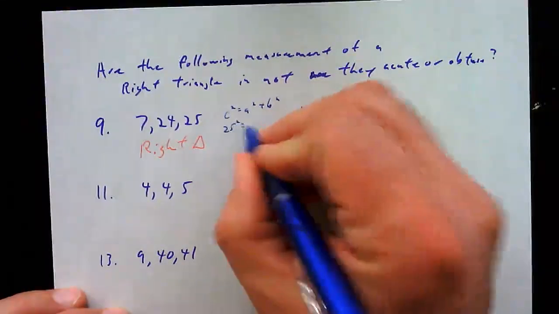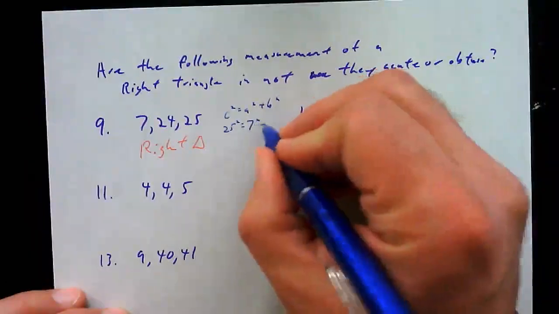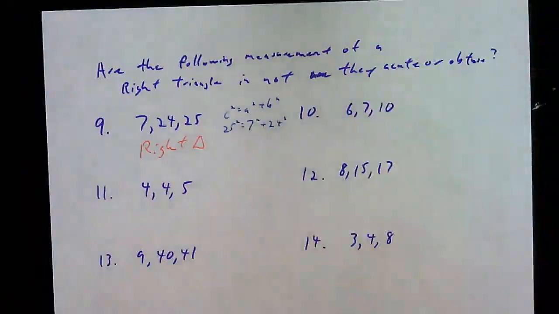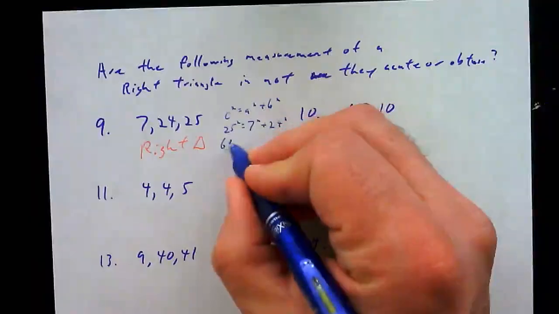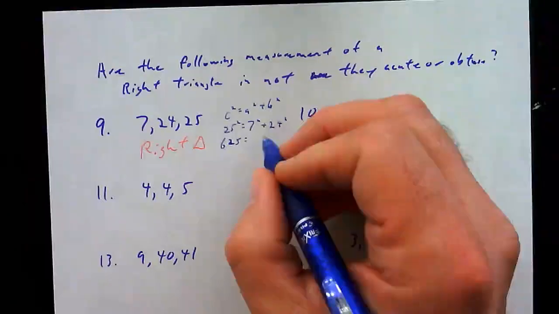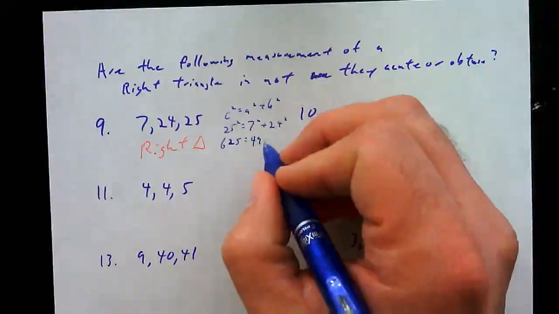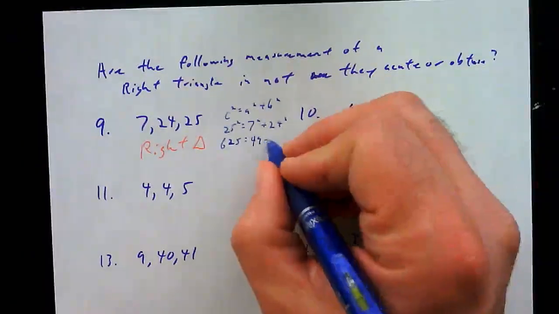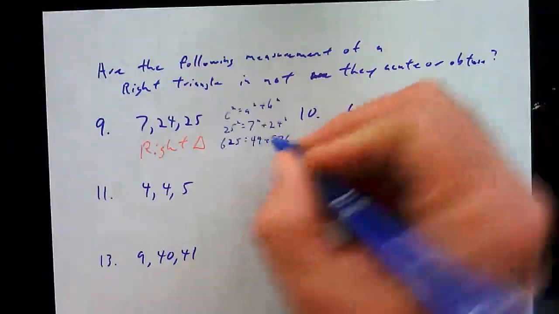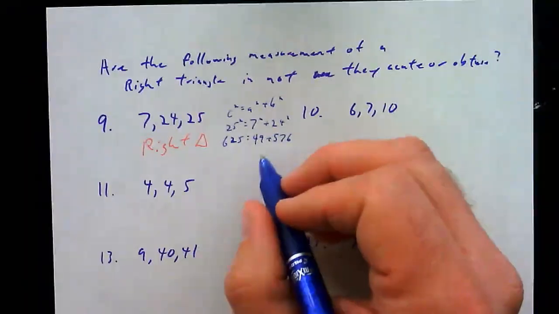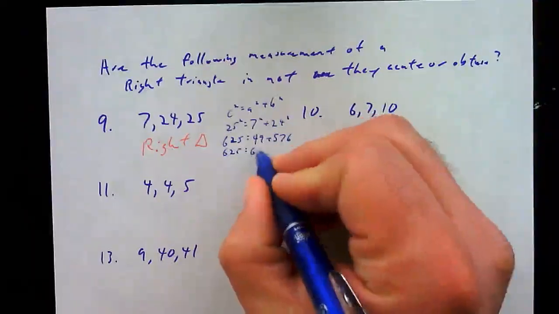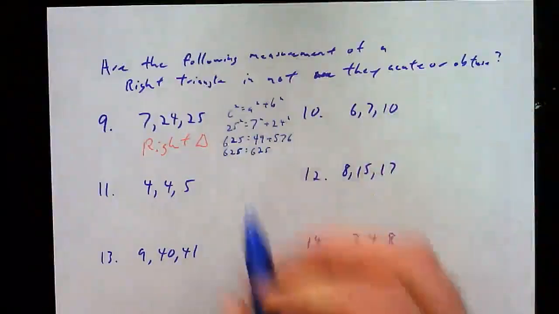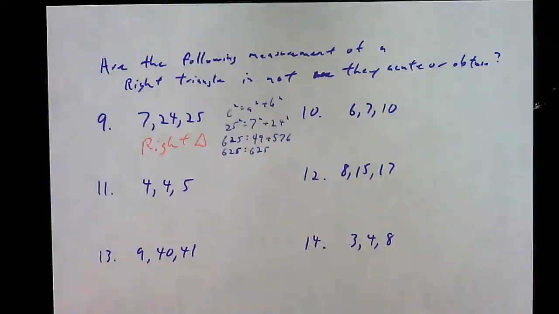25 squared equals 7 squared plus 24 squared. So you'd have 25 squared, which is 625. You'd have 7 squared, which is 49. And you'd have 24 squared, which is 576. Add those together, and you get 625. They're equal, therefore it's a right triangle. Again, if it comes out equal on both sides, it's a right triangle.